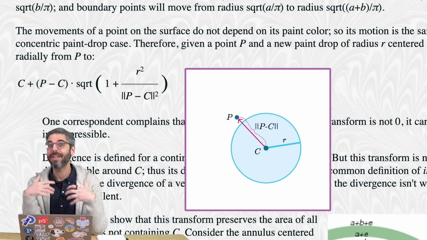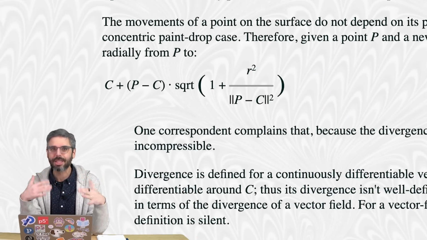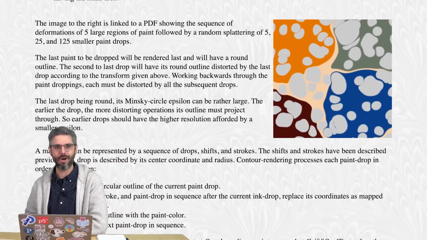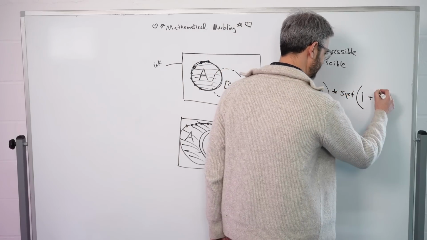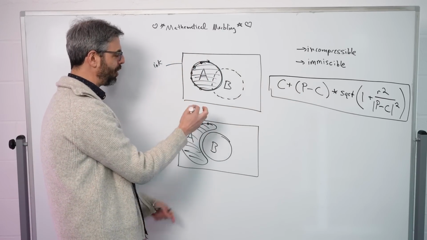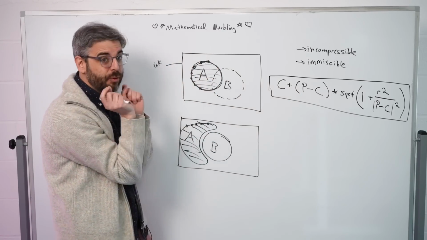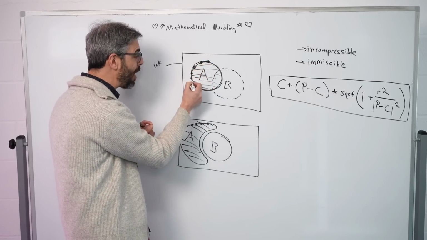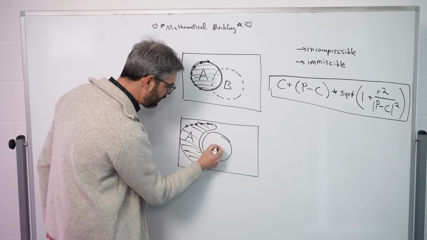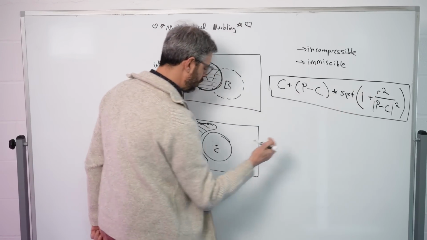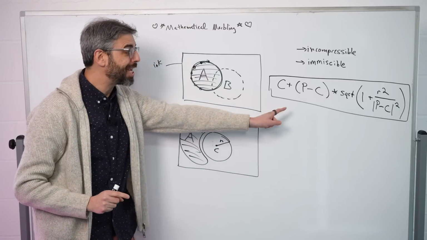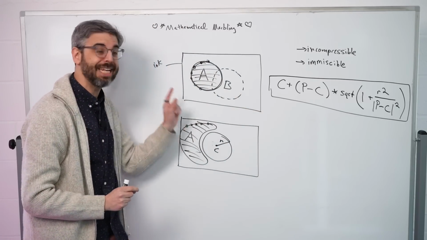So hopefully that gives you a bit of intuition as to how this formula works. You can read the webpage and the paper for more details. Let's write that formula on the board. So P represents any pixel inside of A, but for our purposes, just the vertices around the perimeter of the circle. And C represents the center of the new drop of ink, and R represents the radius of that new drop of ink. Let's look at how I can apply this transformation formula in code.